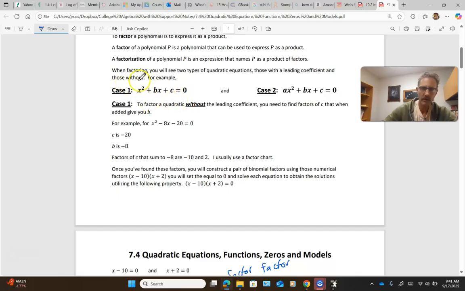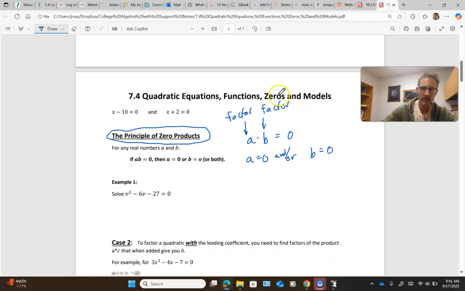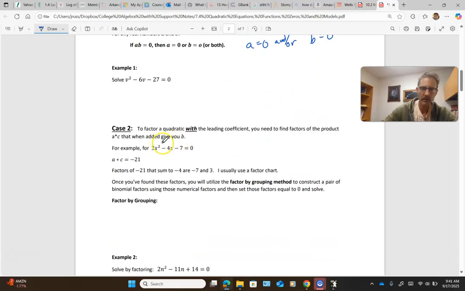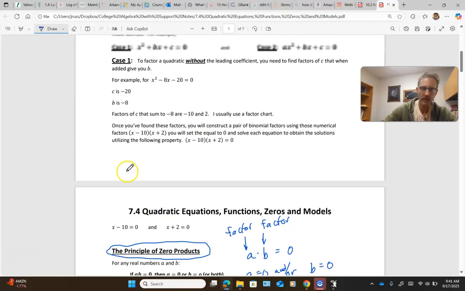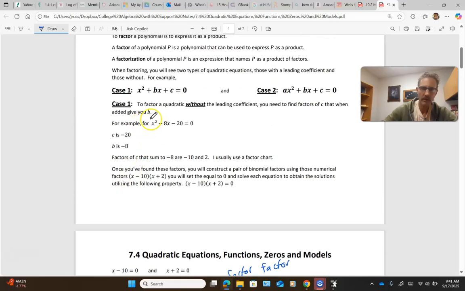Now when you're thinking about factoring a quadratic equation in standard form, there's going to be two cases. There'll be a case when there's a number other than 1 in front of the x squared, so case 1. And there'll also be a case 2 whenever there is a number other than 1. An example of this would be right here. See, there's a 3 in front of the x squared. Notice this equation has an understood 1 in front of the x squared. This one right here also has an understood 1.